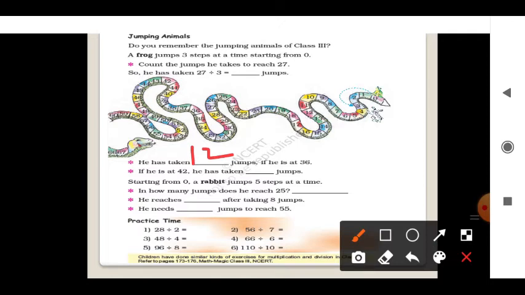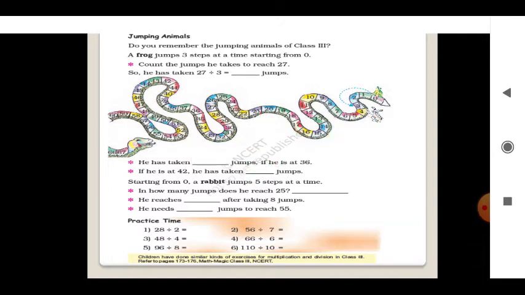If he is at 42, he has taken dash jumps. Like that you divide 42 by 3, and the quotient you have to write here. That's it. So do this division yourself, children.